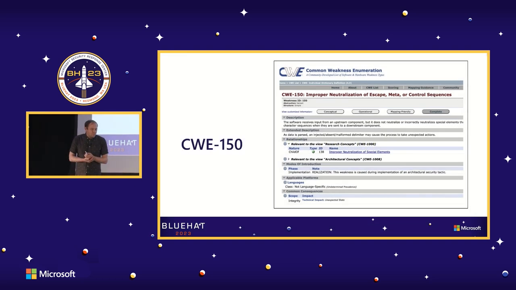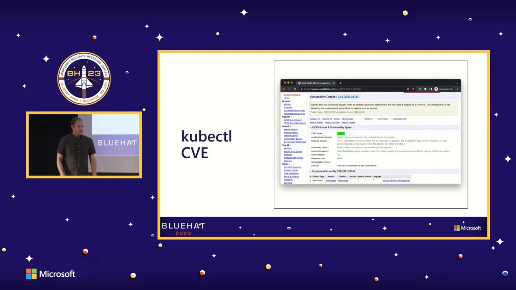So what we're looking for is things that are classed as CWE 150, which is improper neutralization of escape, meta, or control sequences. So that kubectl CVE that I mentioned, it doesn't actually define a CWE ID here, but it is basically CWE 150. You can discuss exactly which class it fits into, but conveniently for us, it's not there, and I'm going to say it's this one.